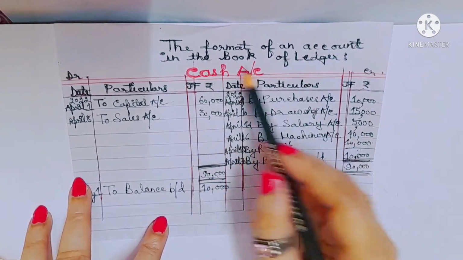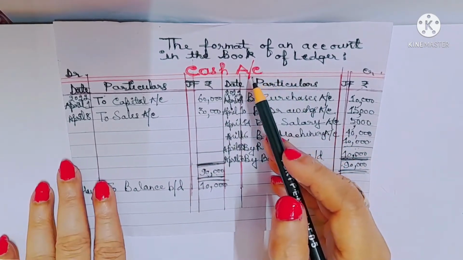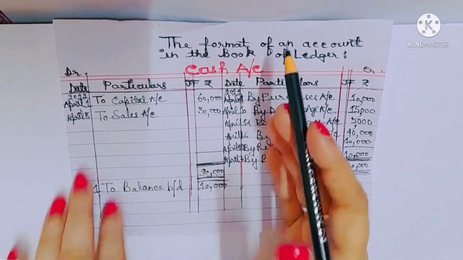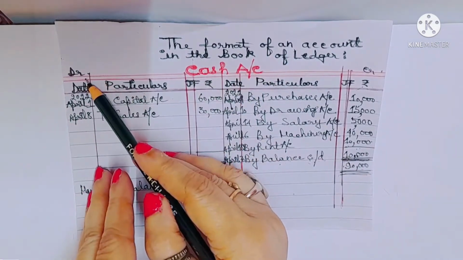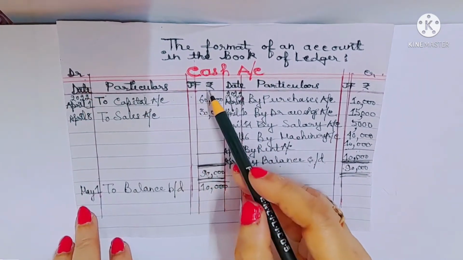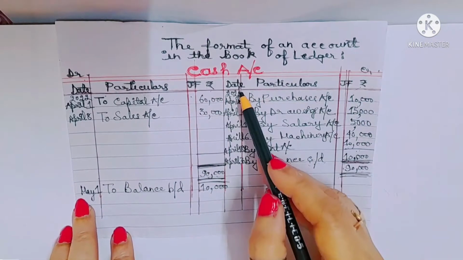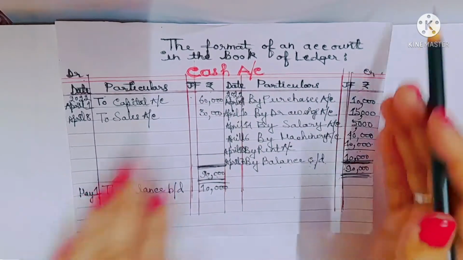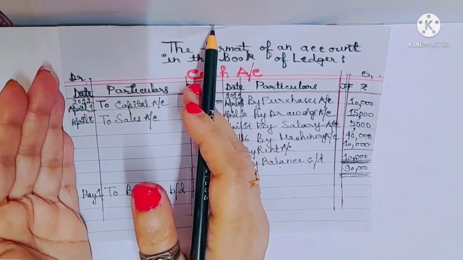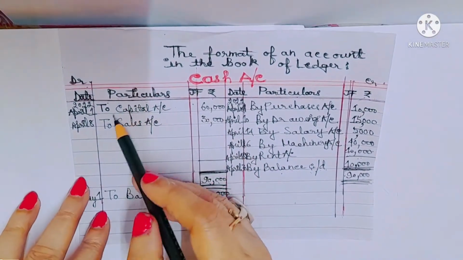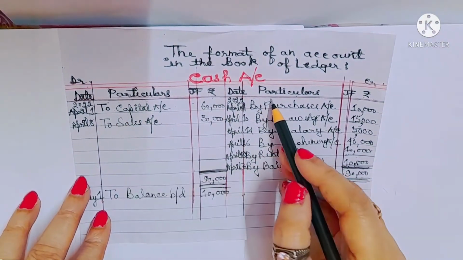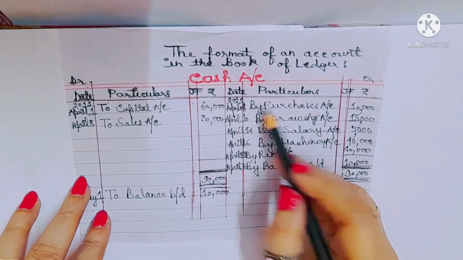This is the format of an account. I've already told you in my last video. Debit side, date, particulars, journal folio, amount. Credit side, date, particulars, journal folio, amount. This is the credit side, this is the debit side. When you're writing on the debit side, you always have to start with to, and when you're writing on the credit side, you'll always have to start with by.